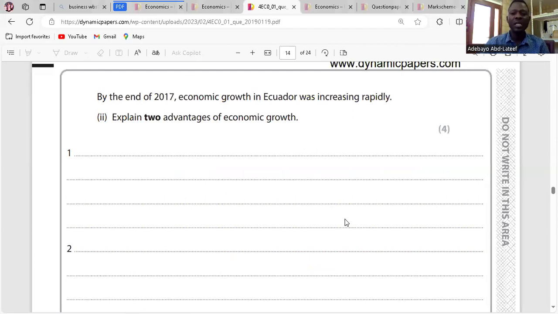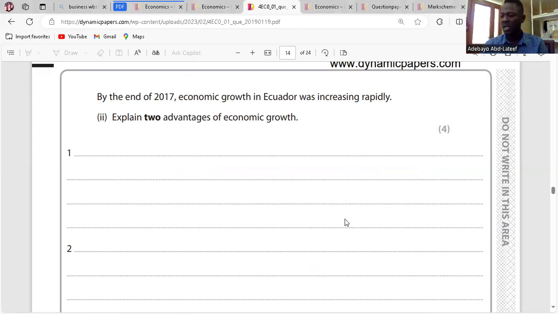We go to question 3, Roman figure 2. By the end of 2017, economic growth in Ecuador was increasing rapidly. Explain 2 advantages of economic growth. First, what is economic growth? Economic growth represents an increase in the country's output. That means an increase in the country's GDP.